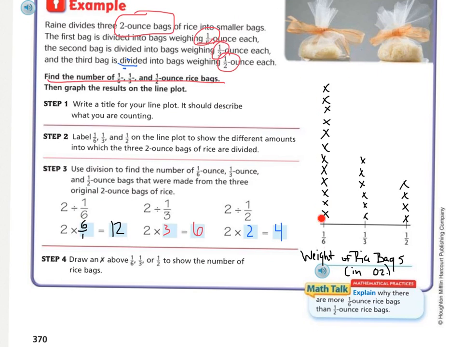This is what your line plot should look like. You should end up with 12 data points in the 1/6 and 4 in the 1/2. And you should have made sure that all of your X's were in line. So these are all 4. And then you've answered your problem because that's what they asked you to do.